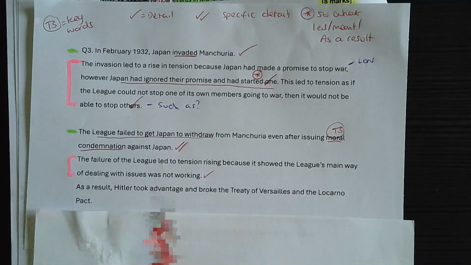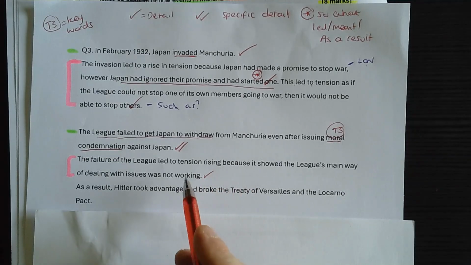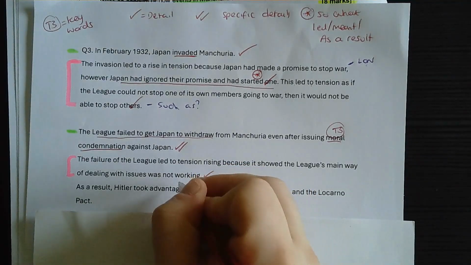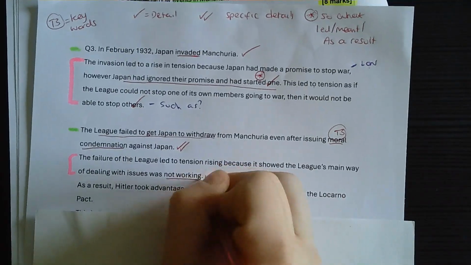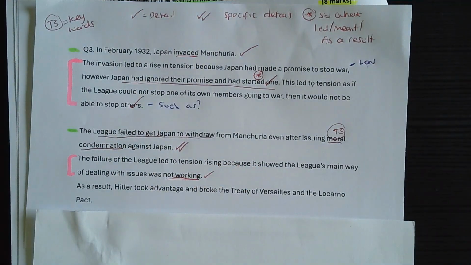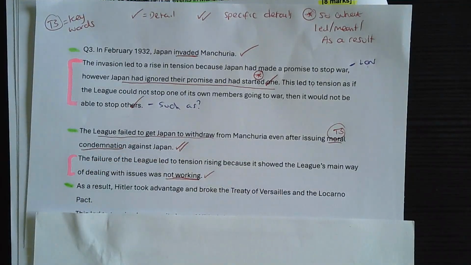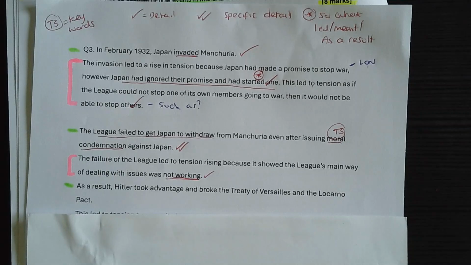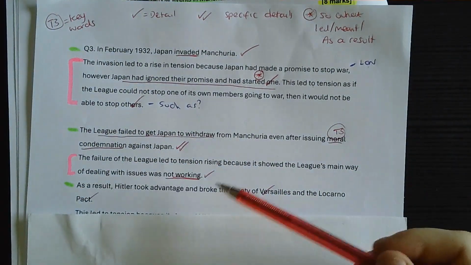So, what did it lead to if the League's main way of dealing with issues was not working? I'm going to underline the fact that the League is not working. And as a result of this, Hitler took advantage and broke the Treaty of Versailles and the Locarno Pact. So yeah, he did actually do that. Because of the Manchuria crisis, it's caused this.